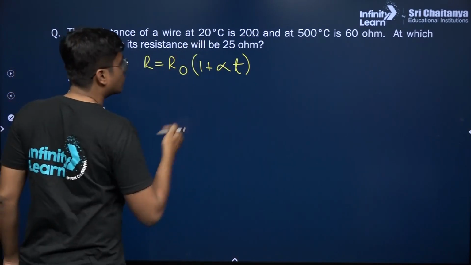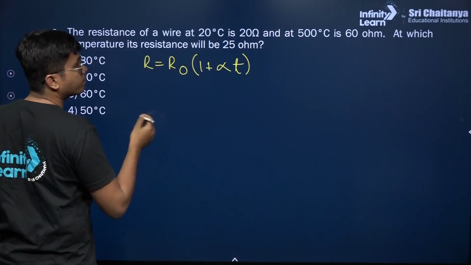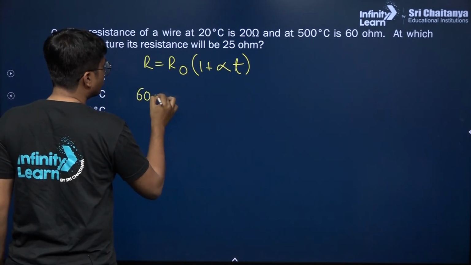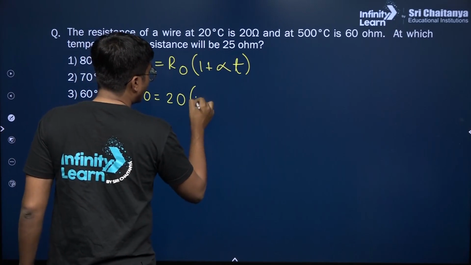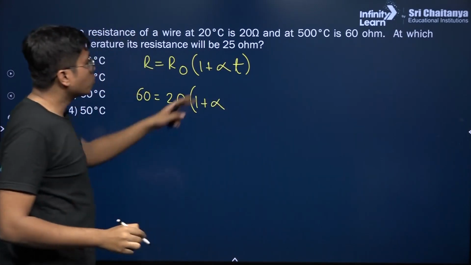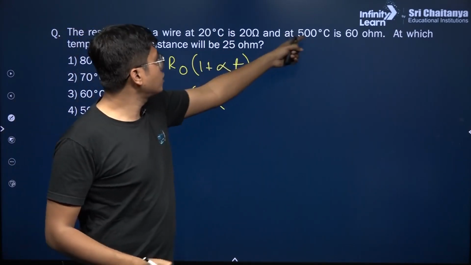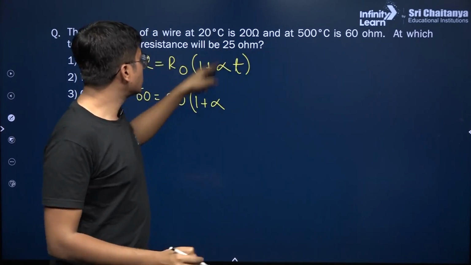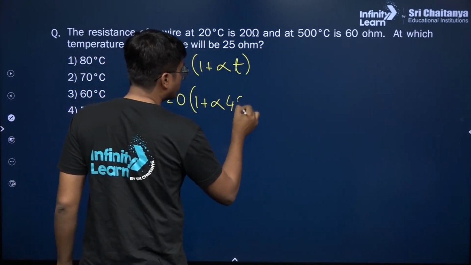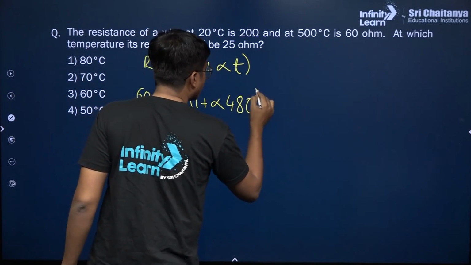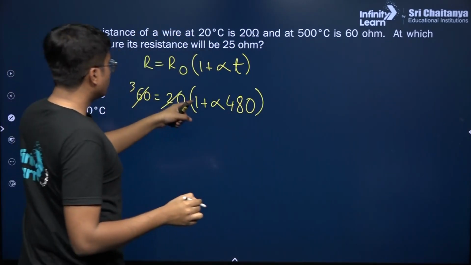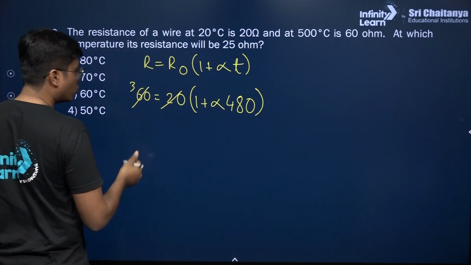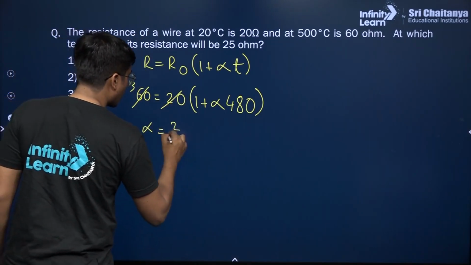So this, with regards to the value given, would become 60 is equal to R naught, the initial we'll assume as 20 ohm, (1 plus alpha into the change in temperature between these 2 points, 500 minus 20), that is 500 minus 20 degrees Celsius, that is 480 degrees Celsius. So from here on, cancel this out, you get a 3 minus 1 gives you a 2, so alpha becomes equal to 2 by 480.